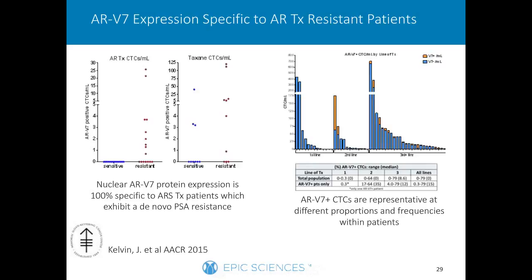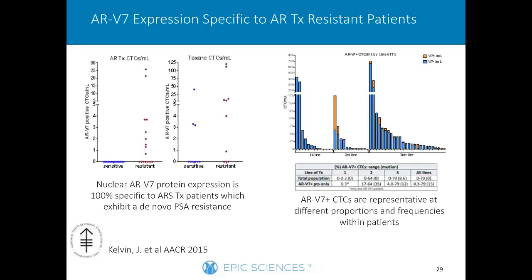What we want to see here is the relative proportion of cells that are expressing V7 in the nucleus versus those that are not expressing V7. And that's what the bar chart on the right is showing. Each bar represents a patient. We're looking at ARV7 CTCs, the number that were quantitated, and we're looking at first-line patients, then second line, then third line, moving from left to right.